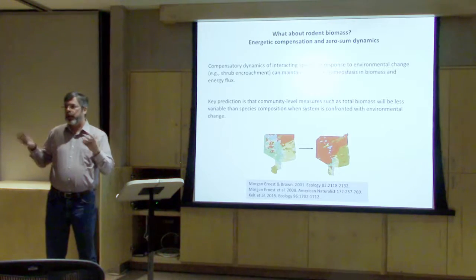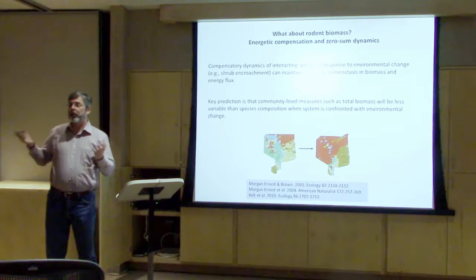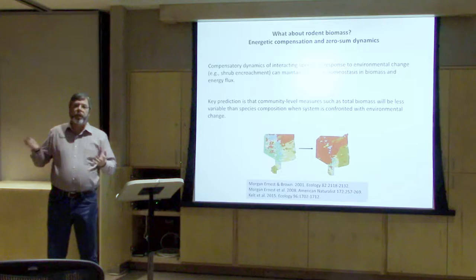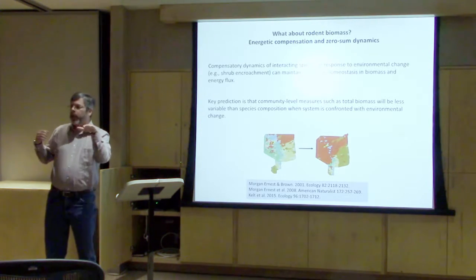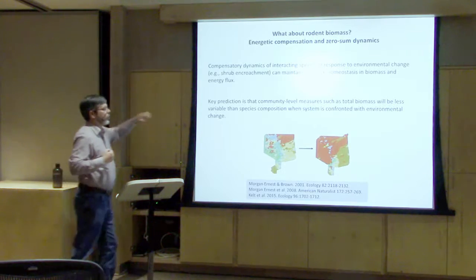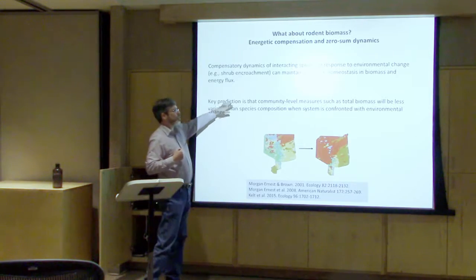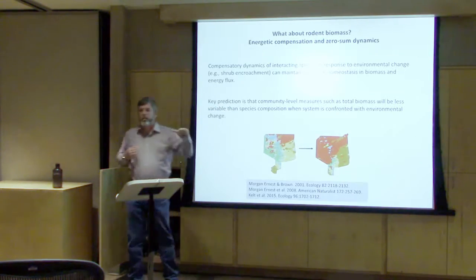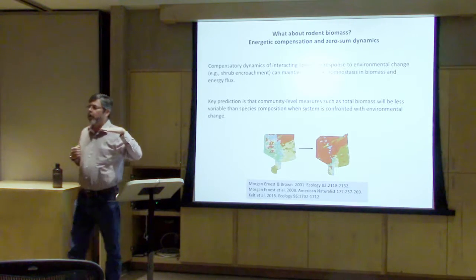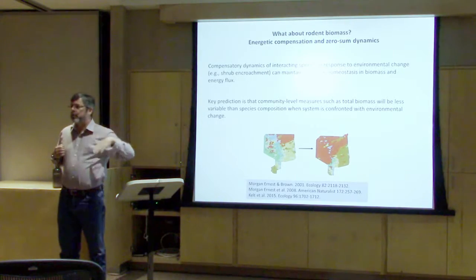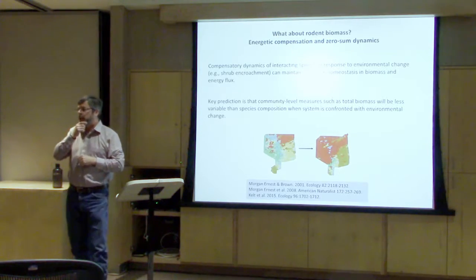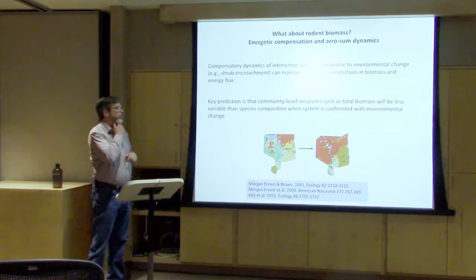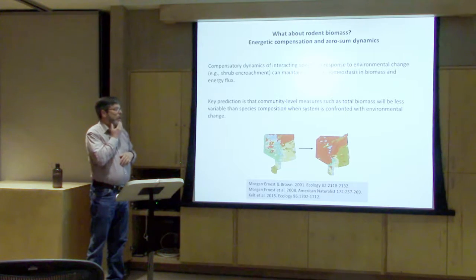Now, if these interacting species differ in body size, then you might have to get some kind of compensatory response in abundance to balance that biomass ledger. But this is really the key prediction: when you're looking at environmental change, something like biomass might be more stable than something like species composition, which is going to bounce around more. And that would support this idea of zero-sum dynamics and energetic compensation.